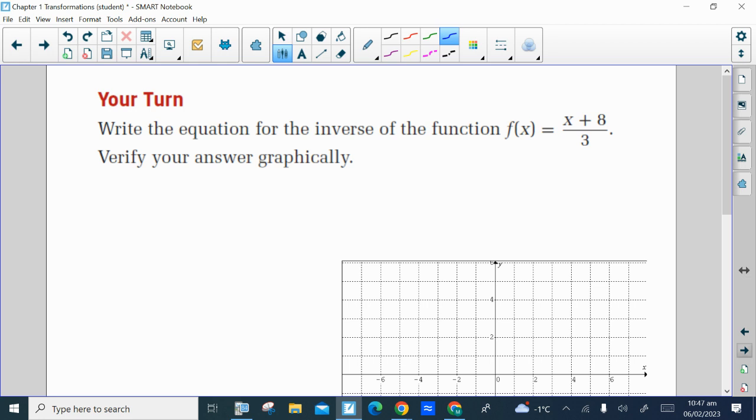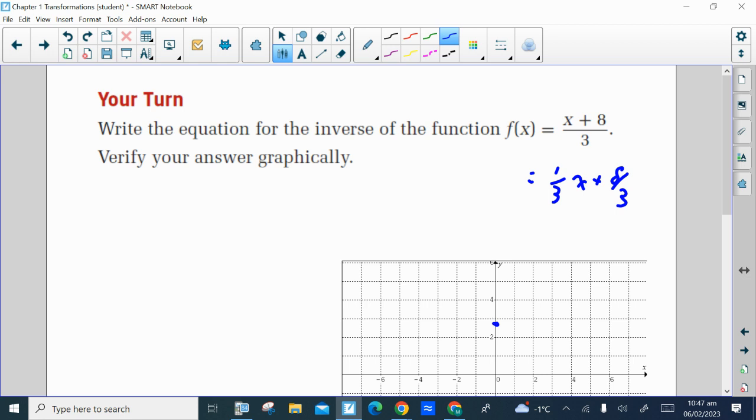So the original function f of x equals x plus 8 over 3. That would be the same thing as 1/3 x plus 8/3, which we might do to help us graph it using y equals mx plus b. You are going to have to guesstimate where that y-intercept is because 8/3 is 2 2/3. So you guesstimate where that would be, approximately right there.